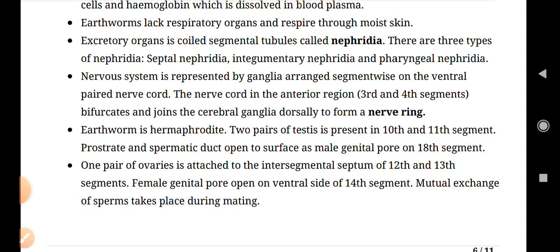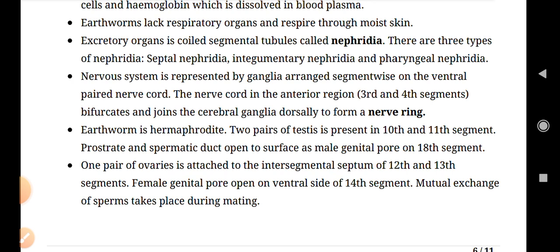Excretory organs are segmental tubules called nephridia. There are 3 types of nephridia: septal, integumentary, and pharyngeal nephridia. Nervous system is represented by ganglia arranged segment-wise on the ventral paired nerve cord. The nerve cord in the anterior region, 3rd and 4th segments, bifurcates and joins the cerebral ganglia dorsally to form a nerve ring. Earthworm is hermaphrodite.